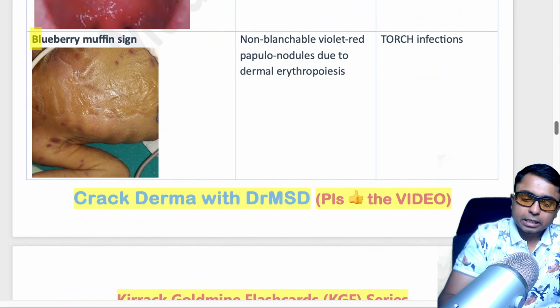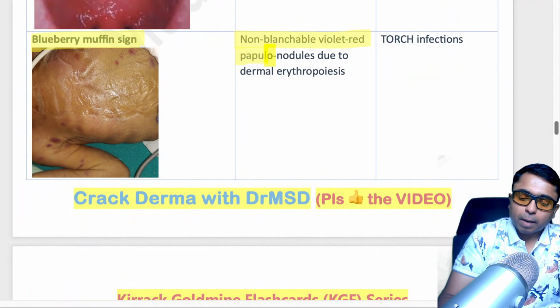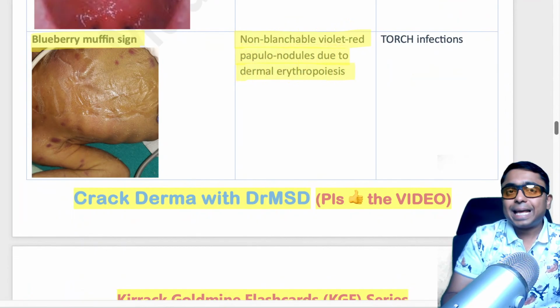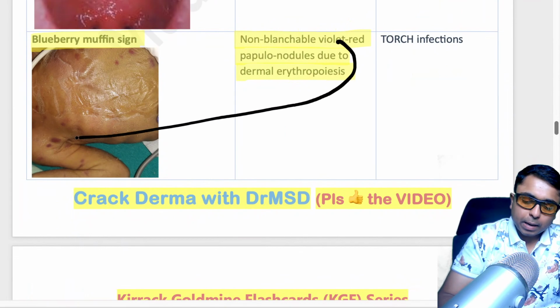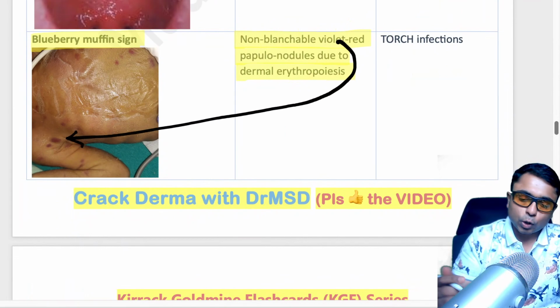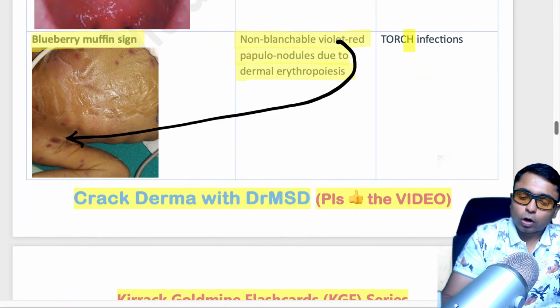In the TORCH infections, we are going to see this blueberry muffin sign. Basically, this is due to the non-blanchable violet red papulonodules due to the dermal erythropoiesis. So these are the non-blanchable red papulonodules which are seen in the TORCH infections.